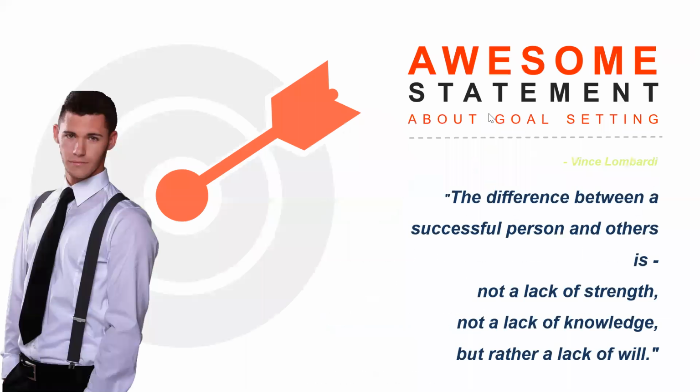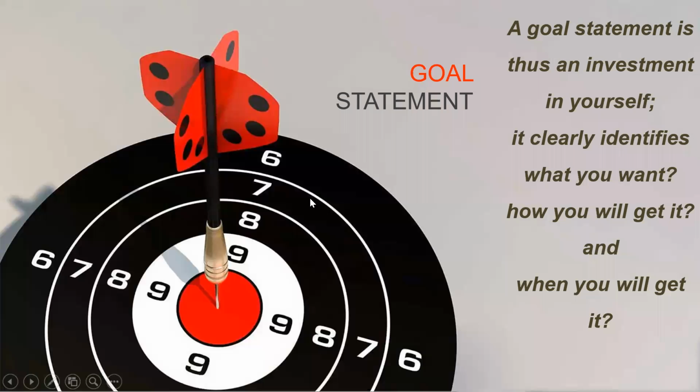So one statement is given over here, awesome statement. The difference between a successful person and the other is not a lack of strength, not a lack of knowledge, but it's a lack of will. If you really want to be successful in your life, you should have that will. If will is there, then of course you will get the way.